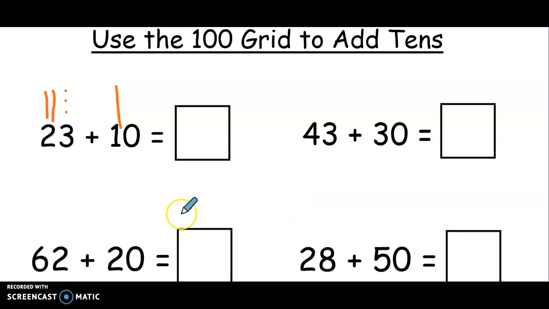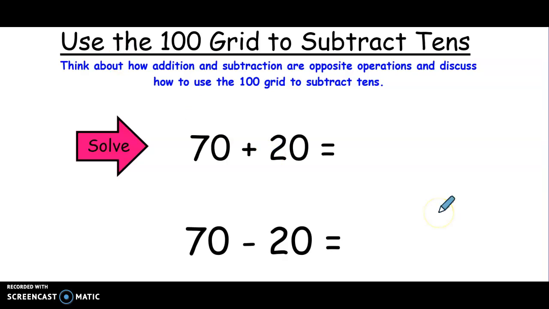Let's try another one that we didn't do, maybe this one. 62 plus 20. Let's do our 6 10s and our 2 1s. 1, 2, 3, 4, 5, 6, and 2 1s, plus 20, which is 2 10s, and we could count them all up. 10, 20, 30, 40, 50, 60, 70, 80, 81, 82. It's easiest if we count the 10s first and then go back and count the 1s.